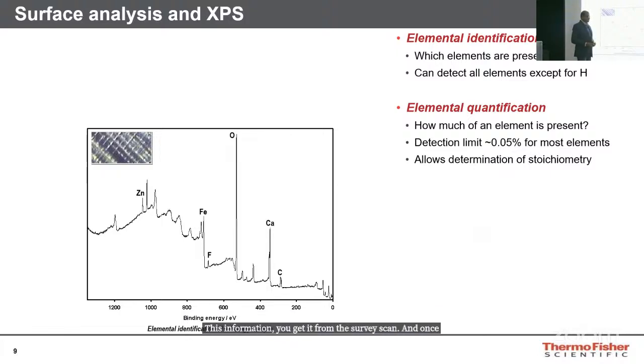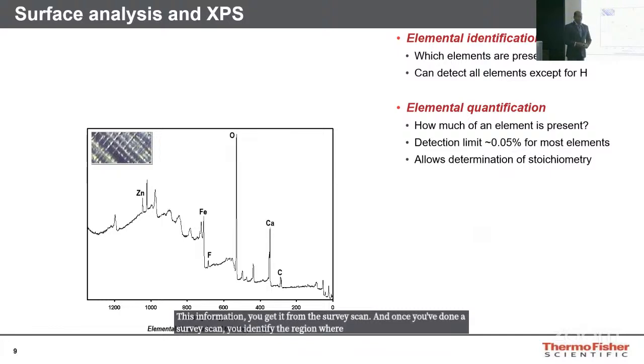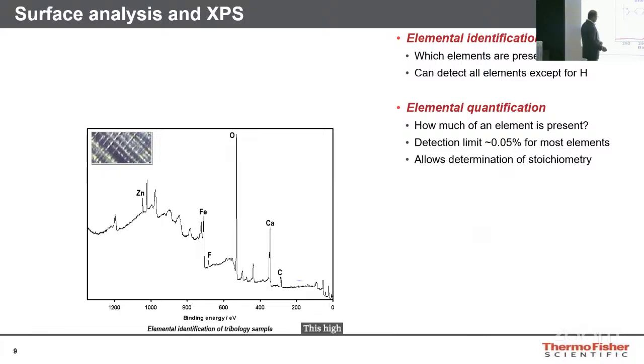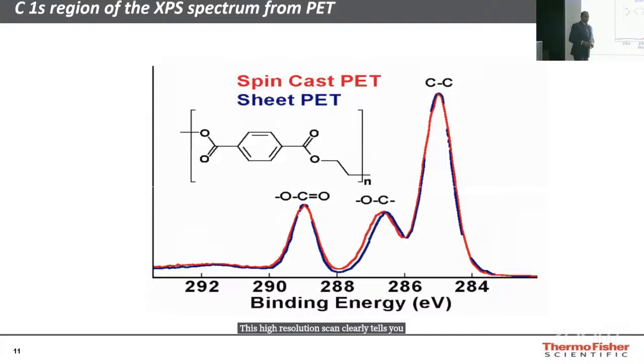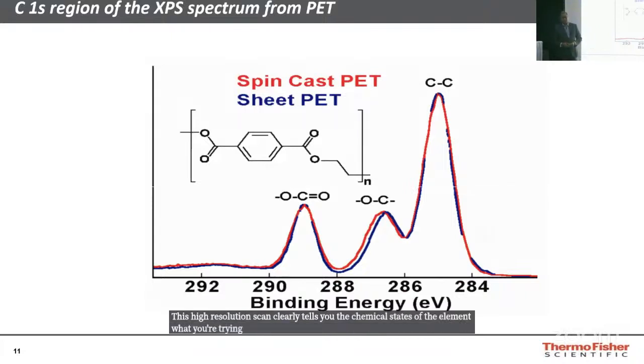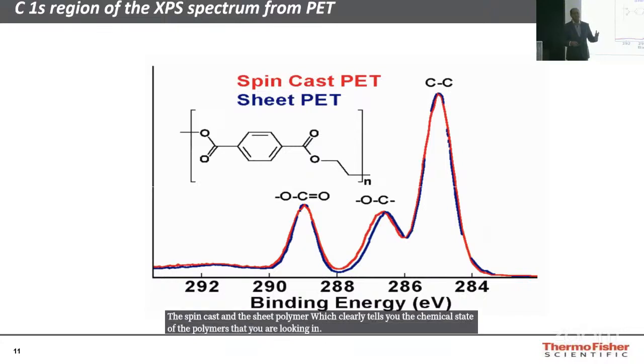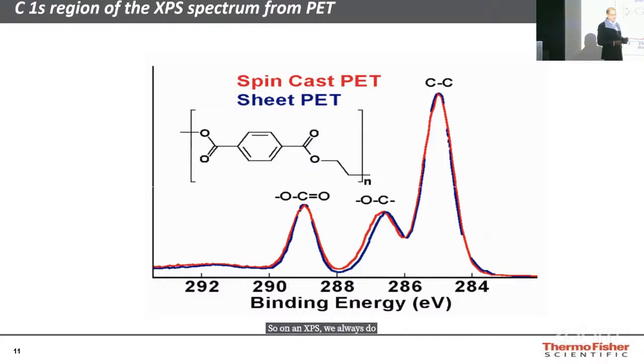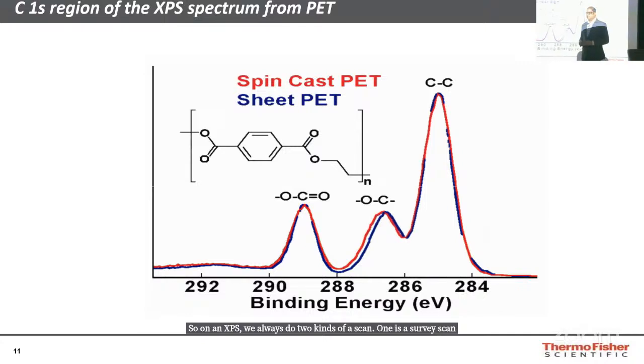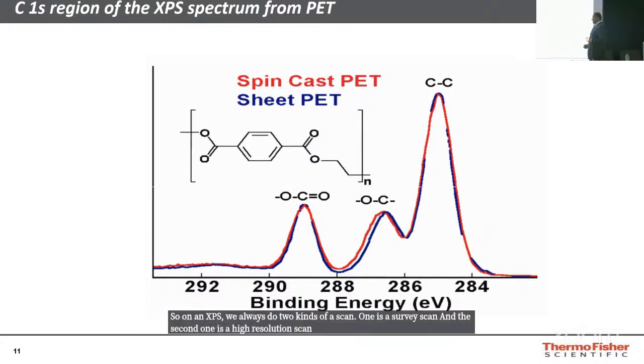And once you have done a survey scan, you identify the region that you are interested in, that you want to explore more. You run a second set of scans, which is called a high resolution scan. This high resolution scan clearly tells you the chemical states of the element that you're trying to look at. So here is an example of two chemical states of a polymer, the spin cast and the sheet polymer, which clearly tells you the chemical state of the polymers that you are looking at. So on an XPS, we always do two kinds of scan. One is a survey scan, and the second one is a high resolution scan to get the chemical state.